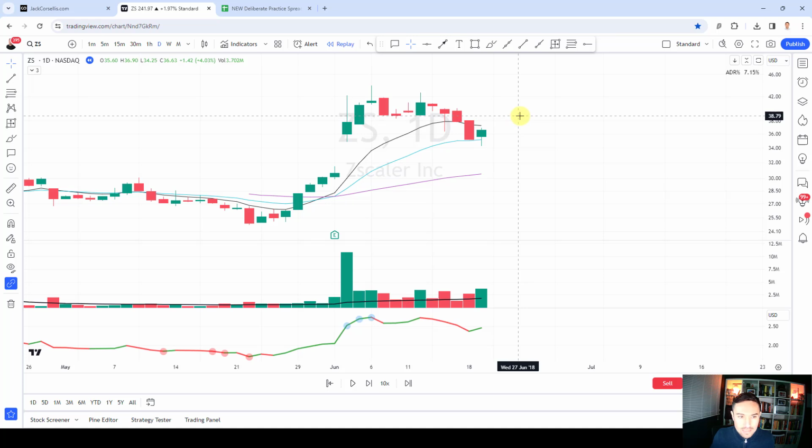Okay, the stock kind of pulls back down. So first retest of the 21-day EMA. The ADR is very high on this stock at 7%. Anything over 5% I would classify as a high ADR percentage stock.